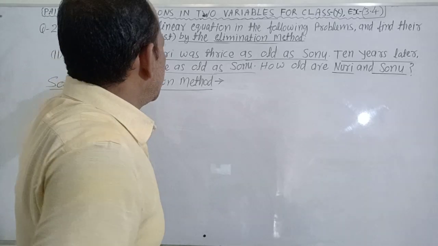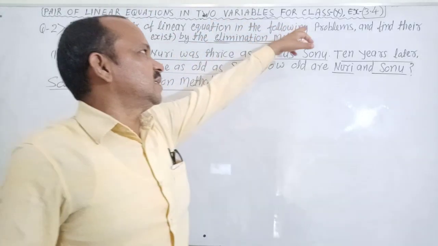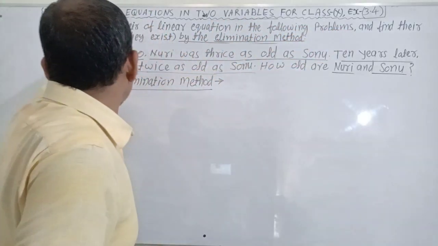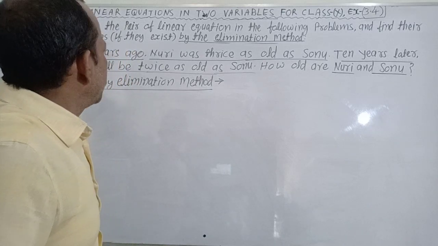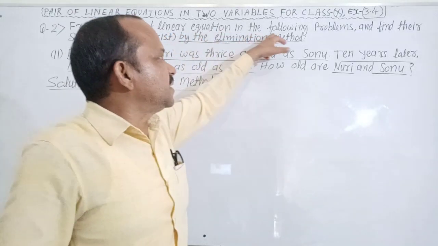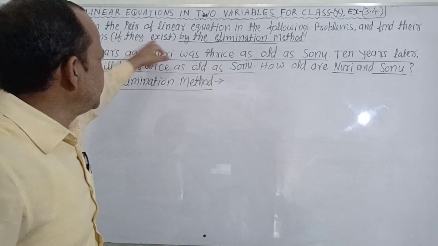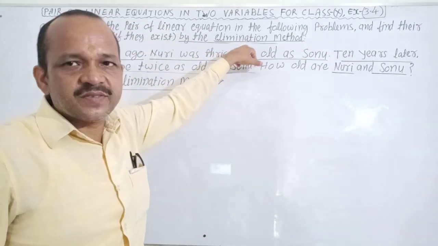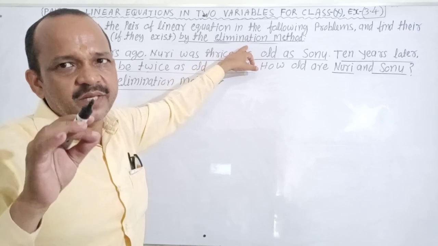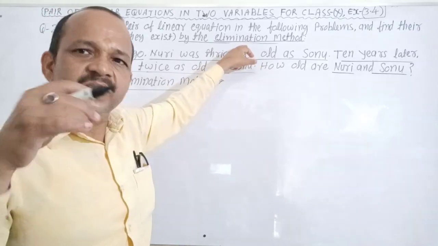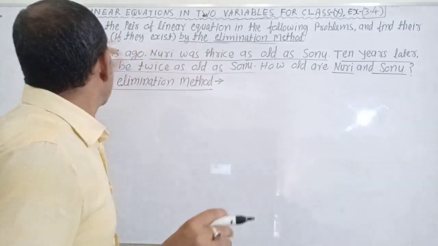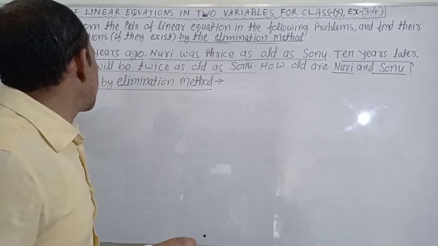Pair of linear equation in two variable for class 10, exercise 3.4, question number 2. Form the pair of linear equations in the following problems and find their solution, if they exist, by elimination method. Find solution by elimination method. Clear? Question second part.